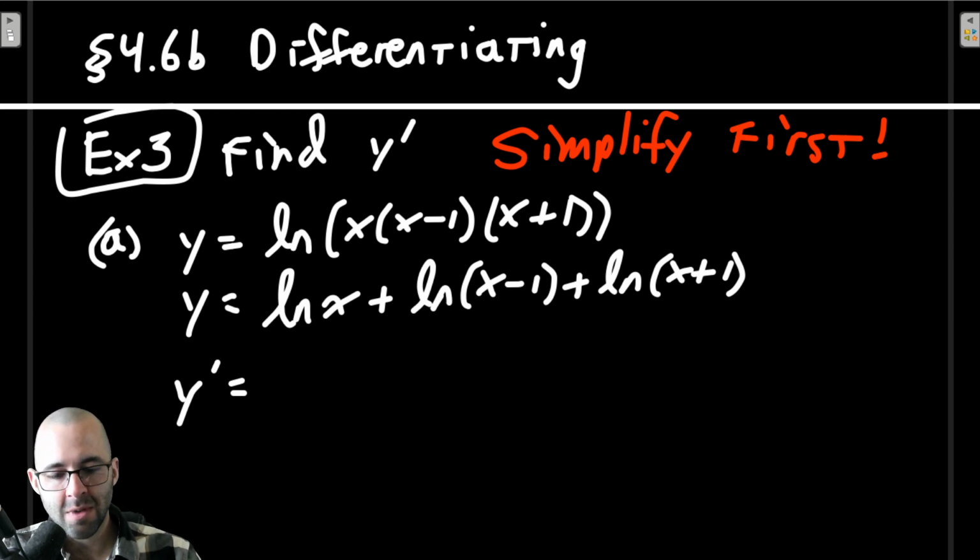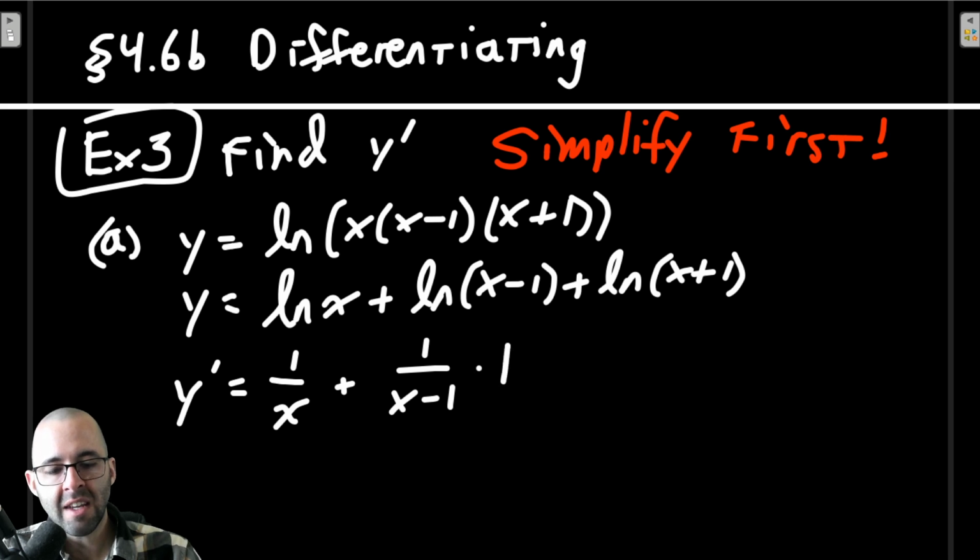Derivative of natural log is the reciprocal. Derivative of the next natural log, still the reciprocal. Multiply by the derivative of the inside. We do need the chain rule, right? There's not just an x here, but the derivative of the inside is 1, so it's really nice. And third one, 1 over x plus 1 times 1 as well. Oh, great. That's it. Easy. No chain rule. Well, baby chain rule. No product rule for sure.